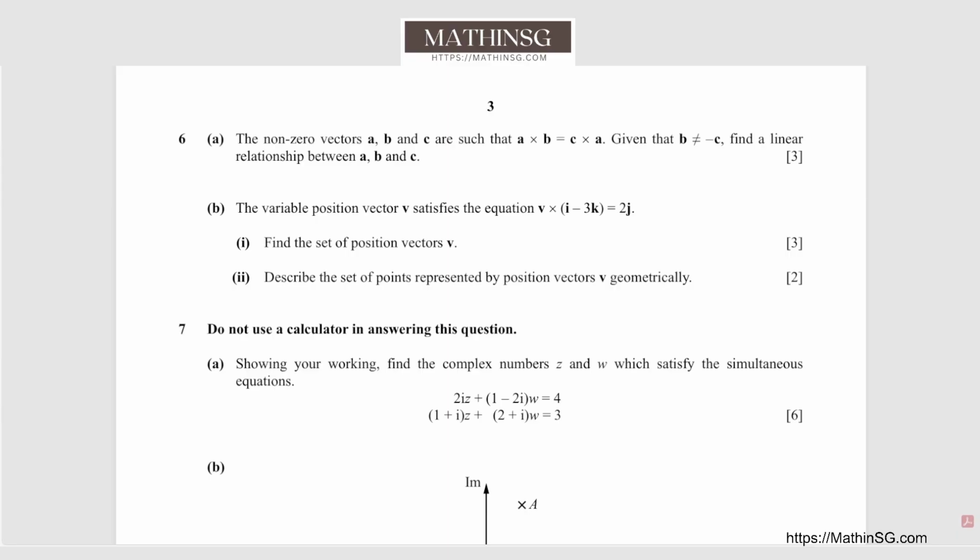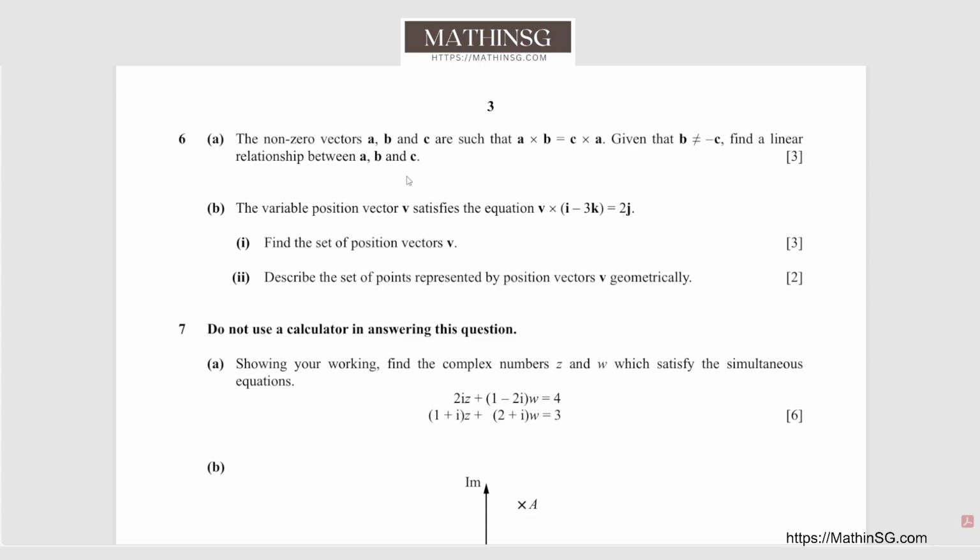Now let's move on to question 6 of the 2025 H2 Math Specimen Paper 1. Question 6 is a vector question. So let's take a look at this question here. We are given in part A that the non-zero vectors a, b, and c are such that a cross b equals c cross a. Given that b is not equal to c, find a linear relationship between a, b, and c.